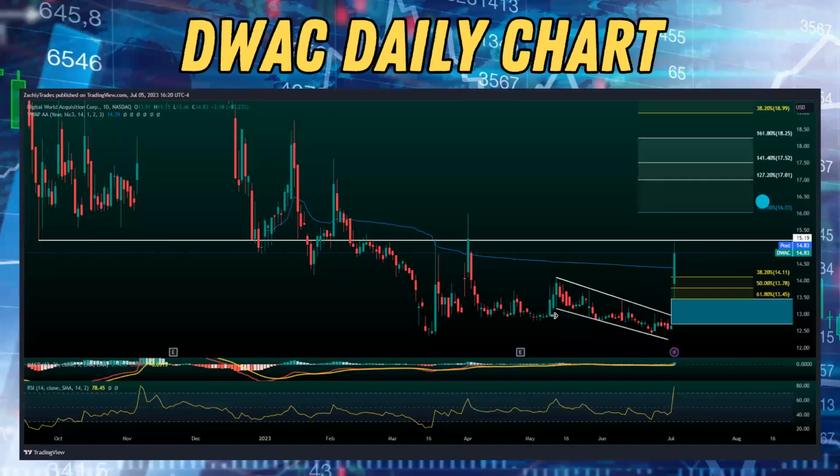Now, this is our chart. We just broke this bearish structure that we had here, and we came up to a very important level right around $15 that ultimately we need to break above if we want to go bullish. We'll go over some of the bullish price targets that DWAC can extend to if we want to continue this rally, as well as the major support levels down below. So we're going to break all of that down today.